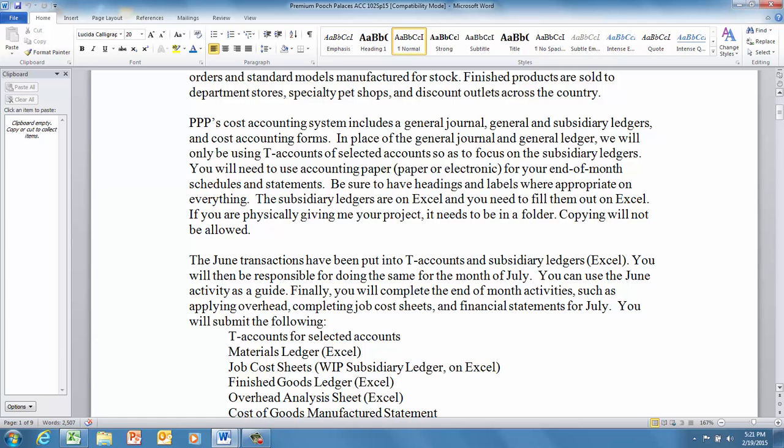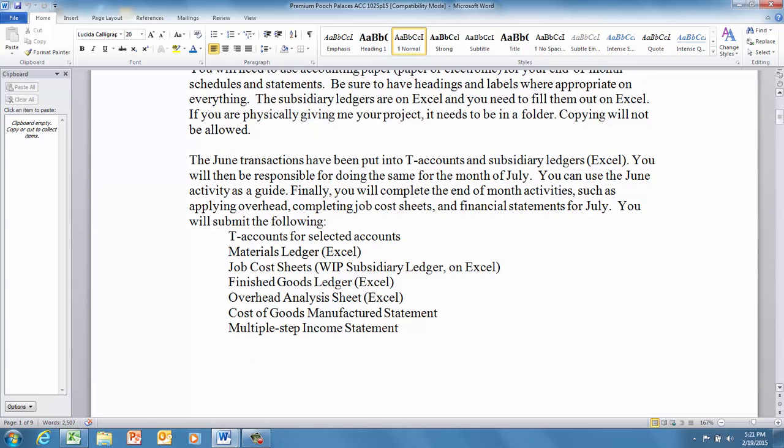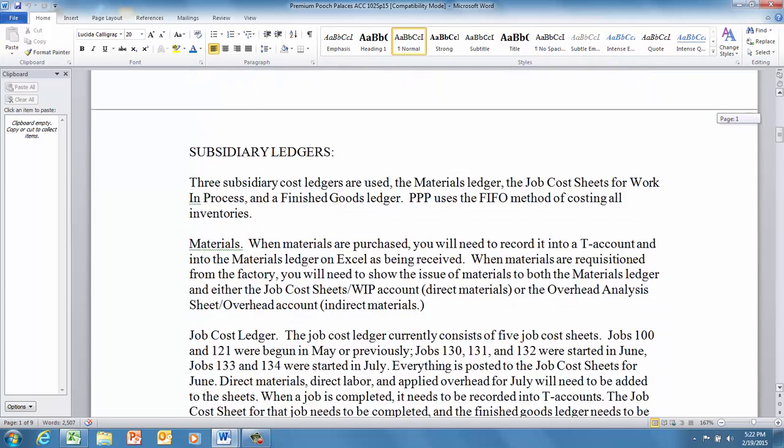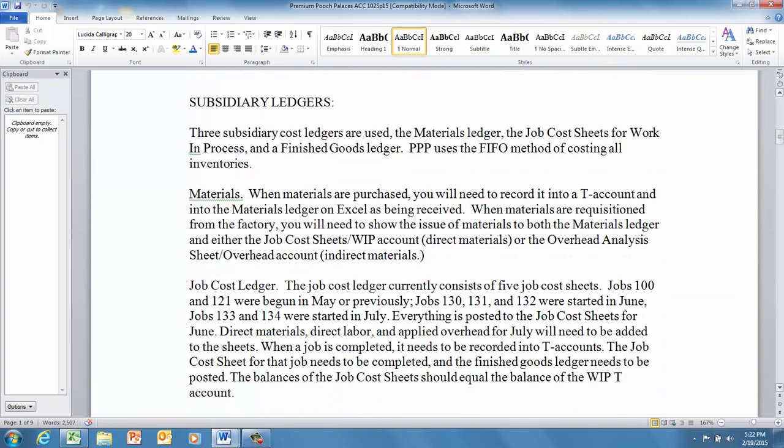You're going to be submitting to me the following things: the T accounts for your selected accounts, your materials ledger, your job cost sheets, and your finished goods ledger, and your overhead analysis sheets. Those four things are all on Excel. Your cost of goods manufactured statement and your multiple step income statement, which you'll do at the end of the month of activity. This next sheet you can read through yourself.